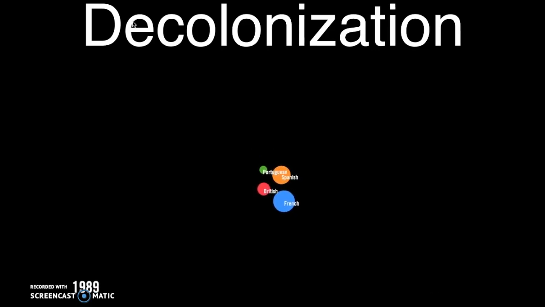So those bubbles represented the size of those various empires, and you can see how, as various territories were achieving independence, empires were shrinking dramatically. You'll note that most of the decolonization occurred from around 1947, following World War II, till around 1980.